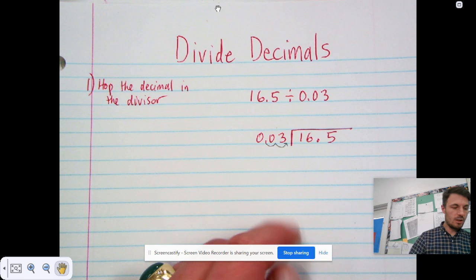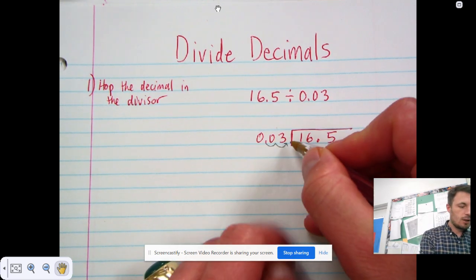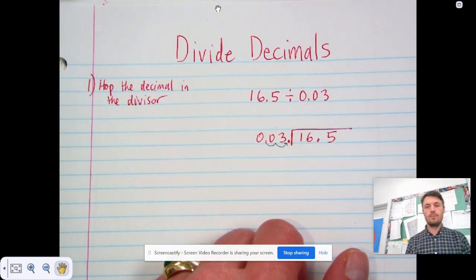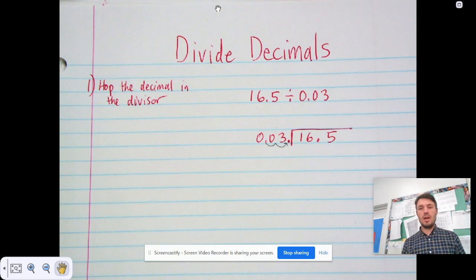Now the decimal point is no longer here. Now it's here instead. And you might say, well, you're changing the divisor. Now we're not dividing with the same numbers. Well, that's true. But as long as we change the dividend the same amount, we'll still get the same answer.